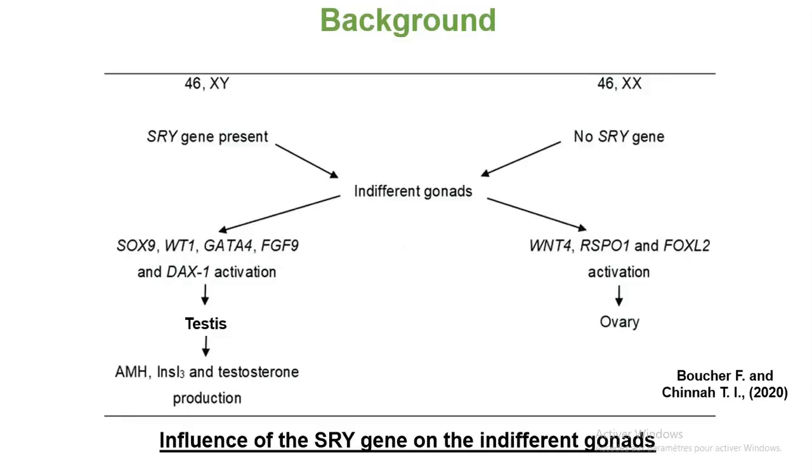This image shows the influence of the SRY gene on the indifferent gonads. In the presence of the SRY gene, the indifferent gonad differentiates into testes for the male sex development. When the SRY gene is absent, the indifferent gonad differentiates into ovary for the female sex development.